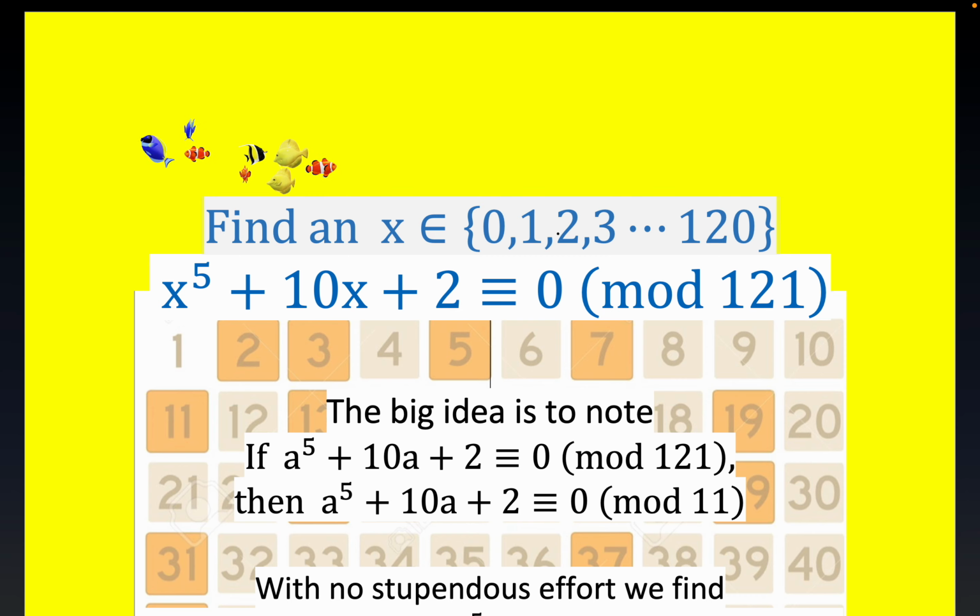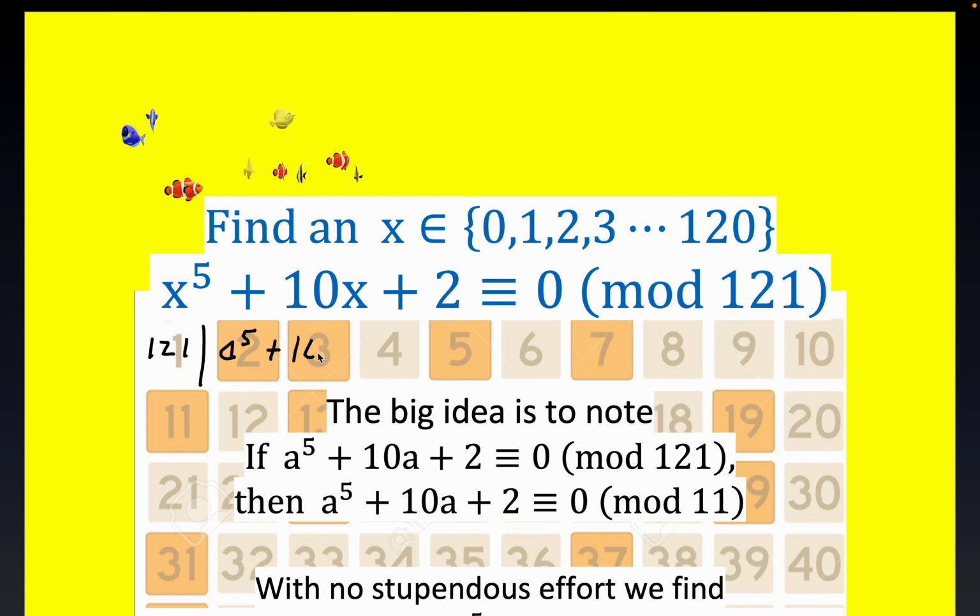X in what they call the least residue system that solves this cubic polynomial with a prime squared modulus. Now, one thing to notice is that if A is a solution, that means the same thing as this: 121 divides A to the fifth plus 10A plus 2.